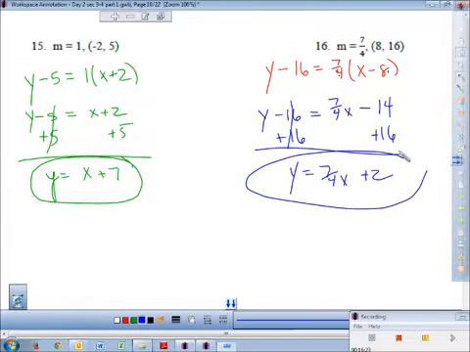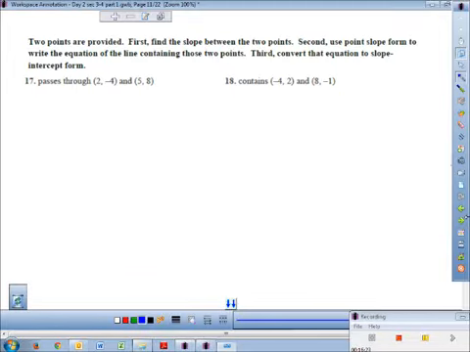Plus 2. Sweet. Then the only difference with this is here's what we need to write an equation. We need a point, we need a slope. What do they give me here? Two points. Too much, right? I need a slope though. So what we want to do is, these points are both on the line. It says first find the slope. So let's get in the habit of putting m equals, and then we'll do our slope formula.